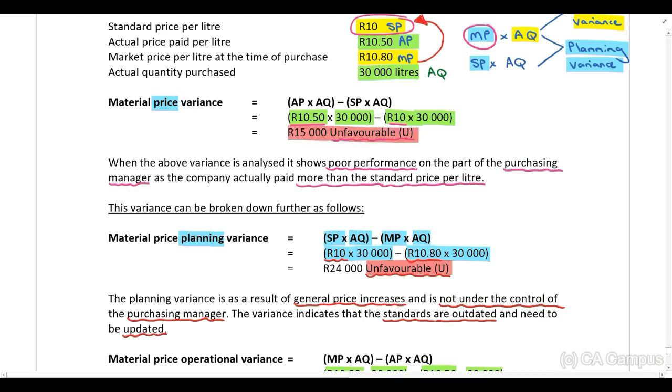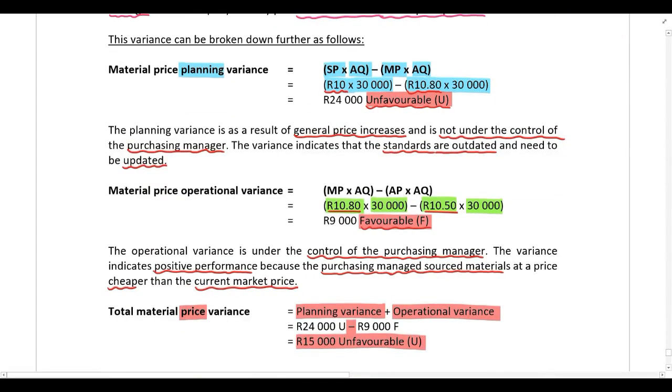Now it's important to note, let's say we are trying to analyse the performance of the purchasing manager to determine whether he should be paid a bonus or not. If we just looked at the material price variance in total, because this variance is unfavourable, we would have said that he actually paid more than the standard price, so that's negative performance, don't pay a bonus. However, when we analyse the variance in more detail, we can see that the reason why this variance is unfavourable is because the standards have not been updated. So that's not the purchasing manager's fault.